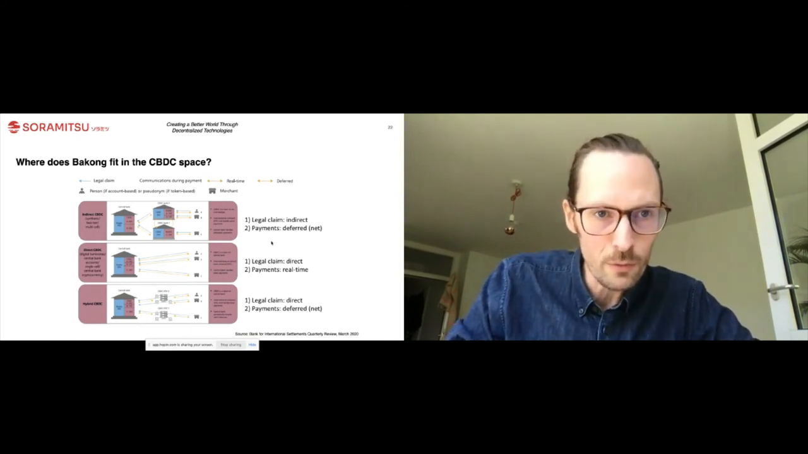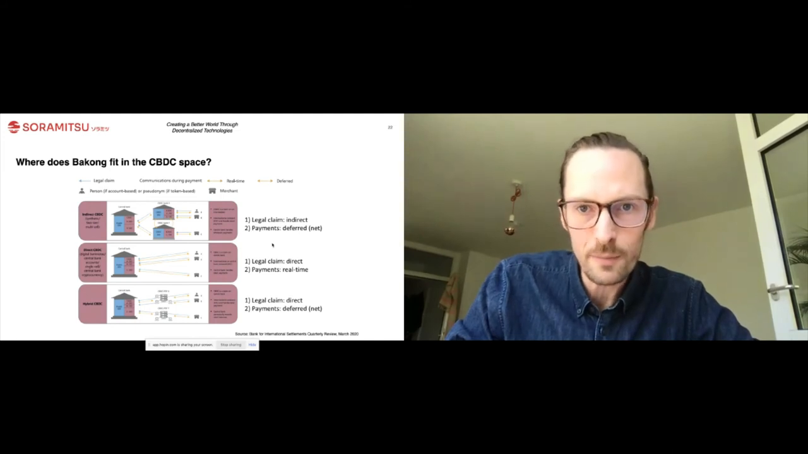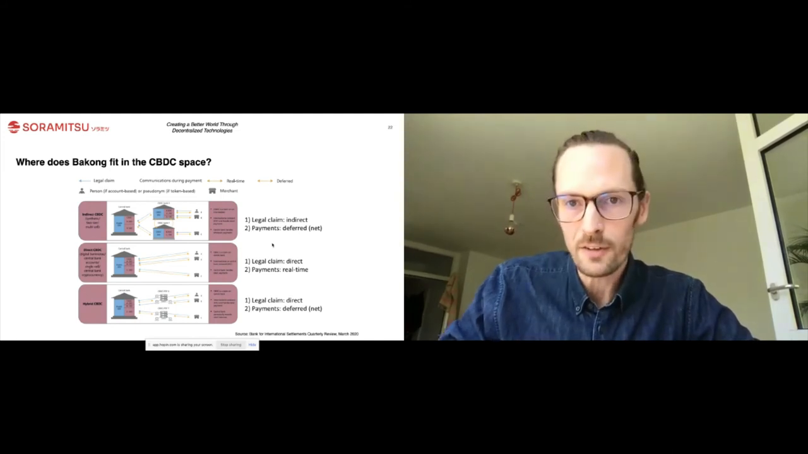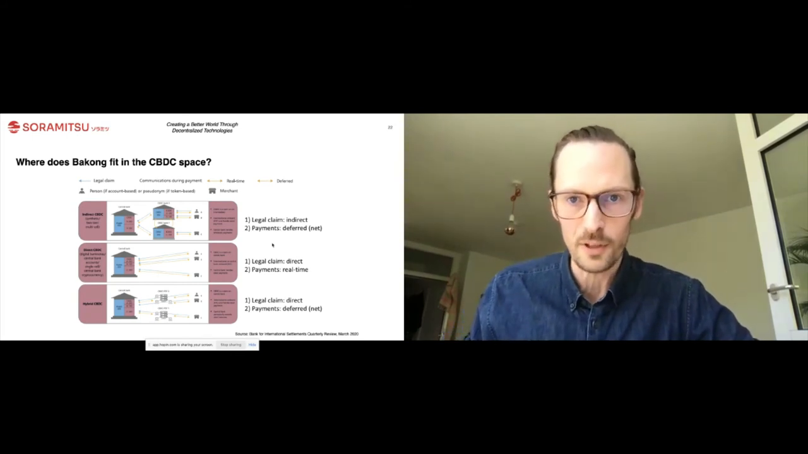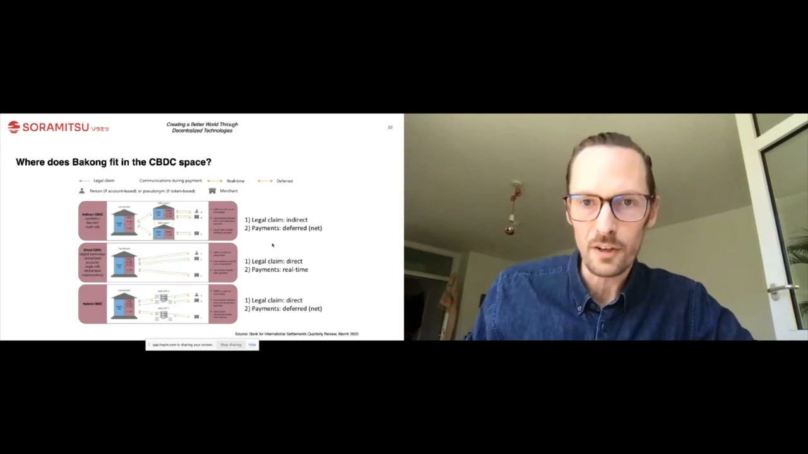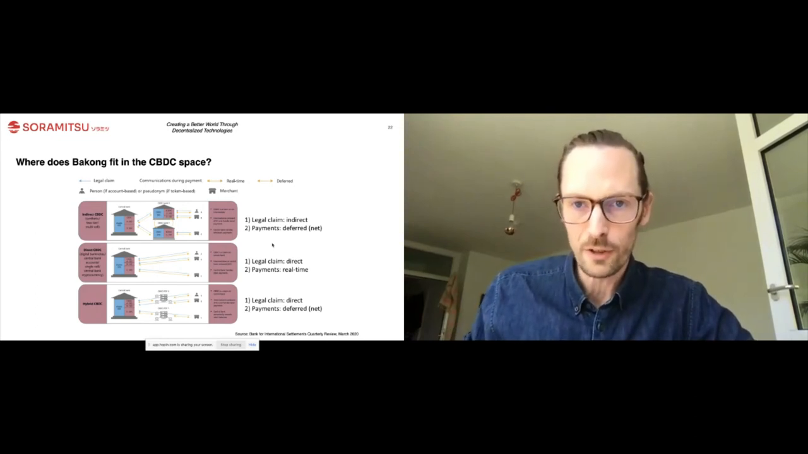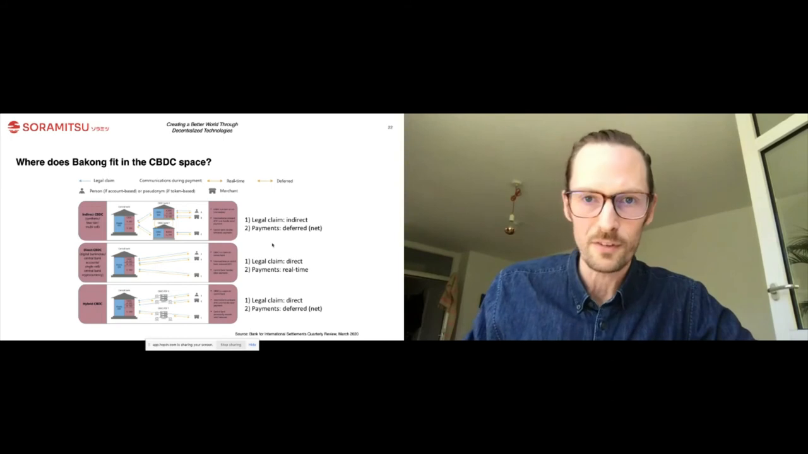It distinguishes between indirect, direct, and hybrid CBDCs based on the two criteria of the legal claim. Who is the currency a claim on? Is it a claim on the central bank, or is it a claim on an intermediary? And are the payments netted and deferred, or are they real-time gross payments?